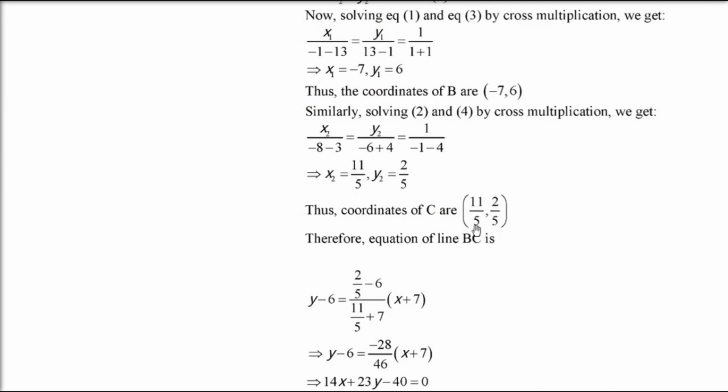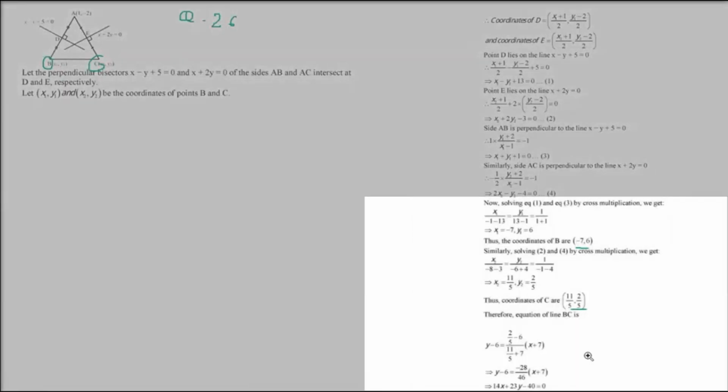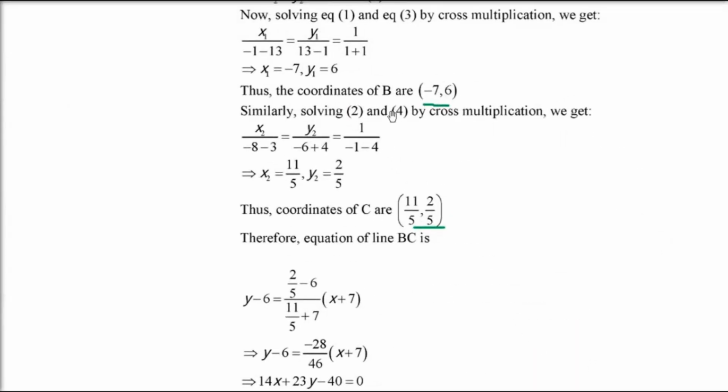Now we have the two endpoints of the line, and the question is asking about the equation. B and C are known. What is the equation here? y - y1 = ((y2 - y1)/(x2 - x1))(x - x1). So y - 6 = ((2/5 - 6)/(11/5 + 7))(x + 7), and the equation will be 14x + 23y - 40 = 0.